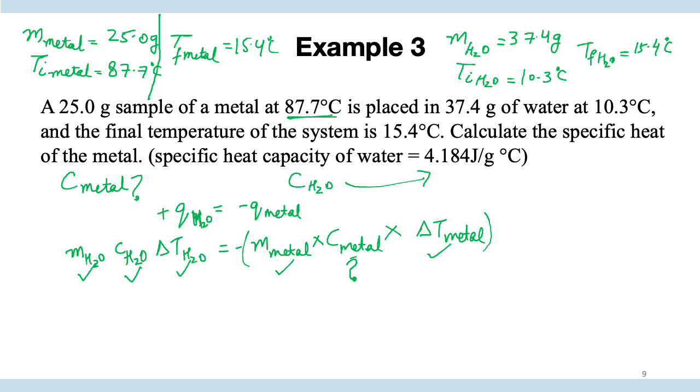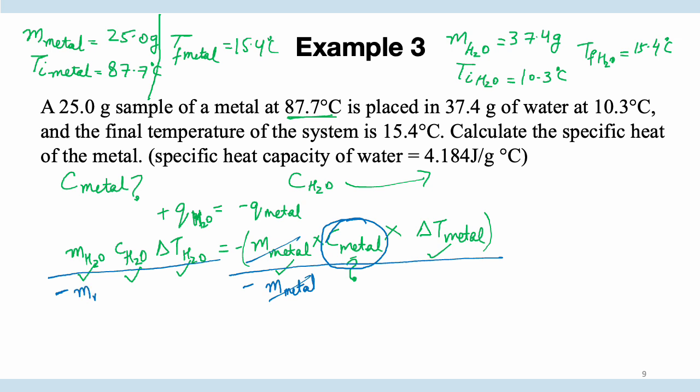So I need to rearrange my equation so I can isolate the C of metal. How can I isolate? First thing I see here is there's a negative sign. So if I divide this by negative, I also divide this by negative, right? Then if I divide this by M of metal, this cancels, this cancels. I also divide this by delta T of metal, which means this cancels, this cancels. And the only thing that's left is C of metal, which means this is equal to C of metal.